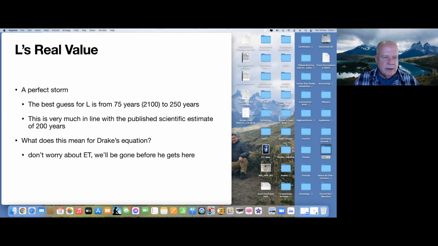Well, really what it means, to me, is don't worry about ET. We may find him somewhere out in the universe, but we'll be gone before he arrives here, because the overlap in our L value with any other civilization that exists in the universe, the overlap of their L value, and when it occurs in time, that is in universe time, is just going to be extremely small. The chances of two civilizations being coexistent at the same time in the universe and being able to communicate, and certainly to travel to each other, are just going to be extremely small.